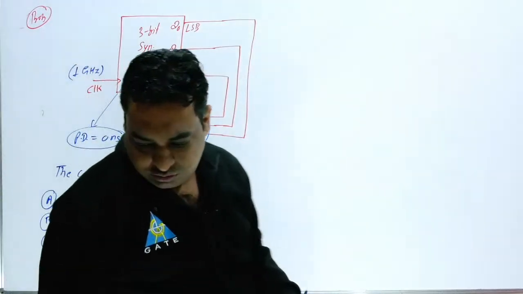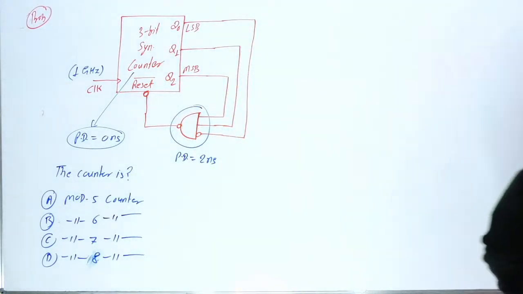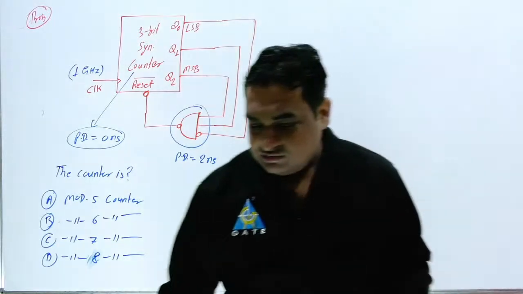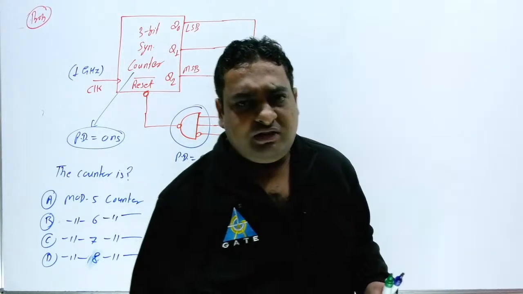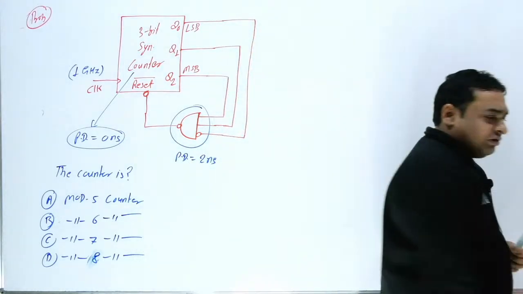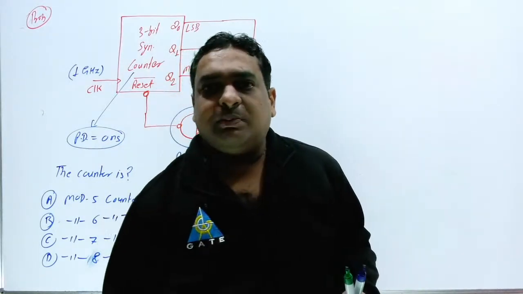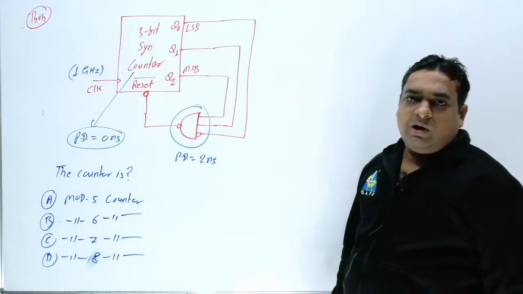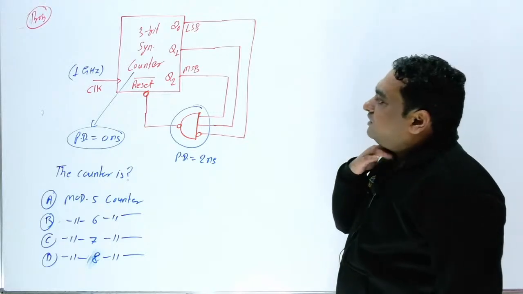So can anybody tell me, sir, is this an up counter or down counter? What can this be? Anybody can guess. One time you can consider up and one time you can consider down, so that you can solve. But if you are an expert, you can think whether this is an up counter or a down counter. Anybody can tell me?